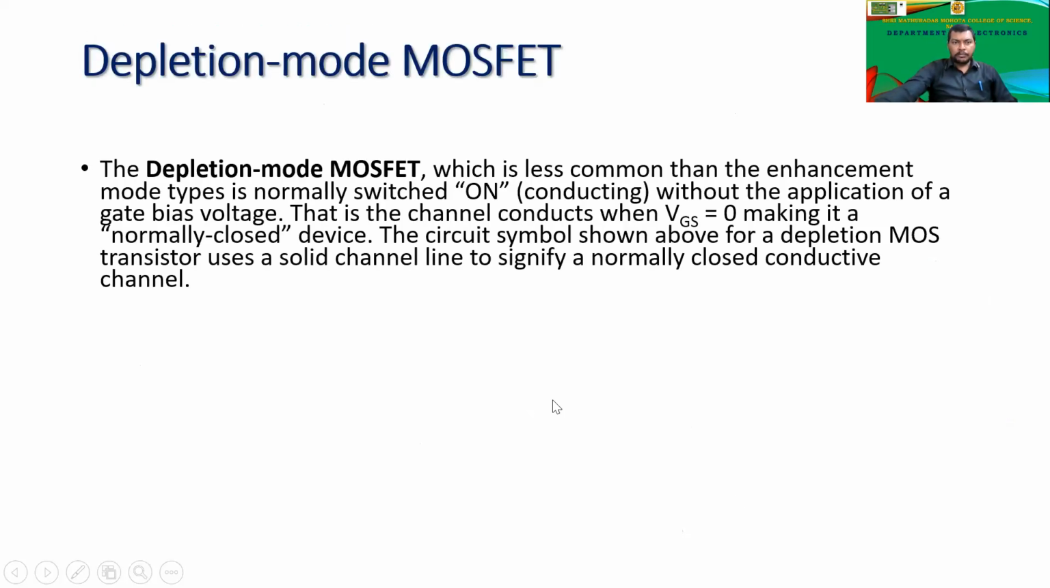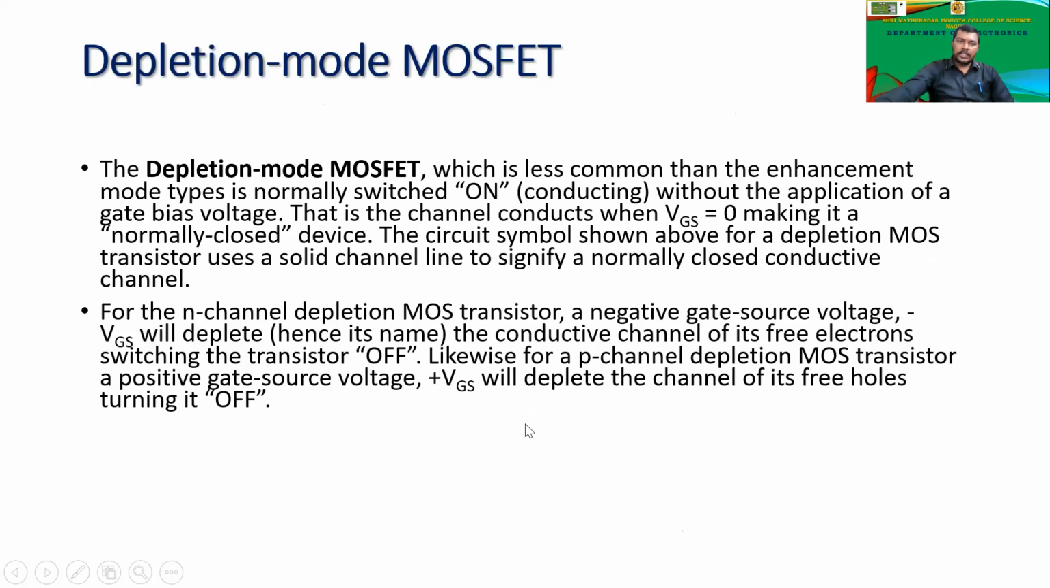So the depletion MOSFET, which is less common than the enhancement mode type, is normally switched on, conducting without the application of gate bias voltage. So the depletion MOSFET, without applying the gate voltage, is conductive, right? When we apply the gate voltage, then it slowly depletes the current, right? So that is the main function of that.